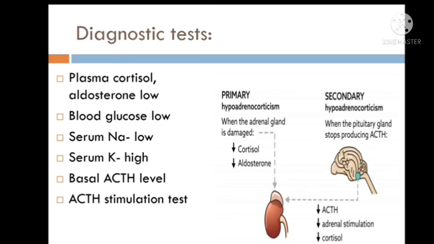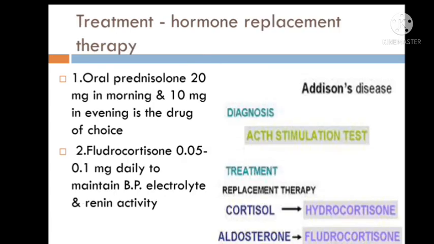Diagnostic test: how can we diagnose? We can diagnose with the plasma cortisol level and aldosterone level, both are reduced, blood glucose is low, sodium is also low, potassium level increases, and ACTH level may be increased or decreased depending on the situation. ACTH level is decreased if there is insufficiency of anterior pituitary, and ACTH increases if there is insufficiency of adrenal cortex. Now treatment: here we can give glucocorticoids and mineralocorticoids. Oral prednisolone is given. Doses are 20 mg in the morning and 10 mg in the evening, and aldosterone is also given, that is fludrocortisone 0.05 to 0.1 mg daily, for the maintenance of electrolytes and water.